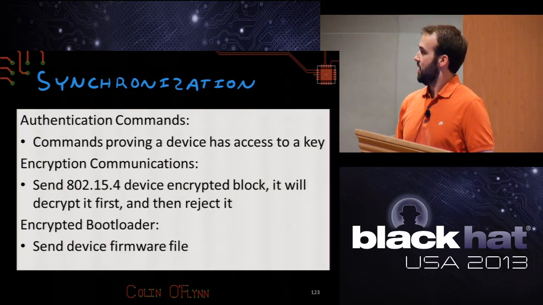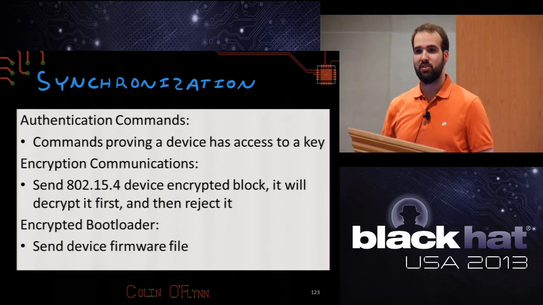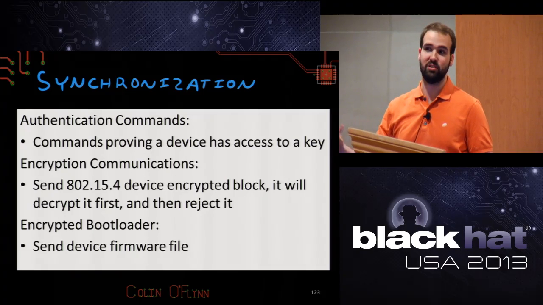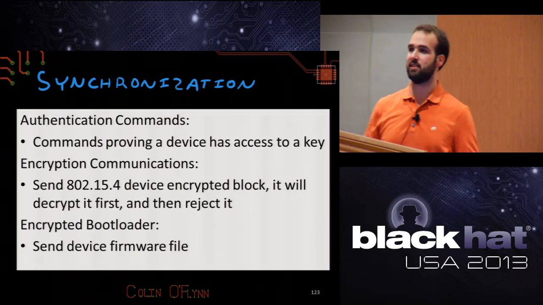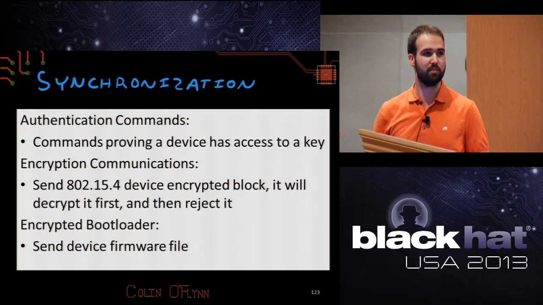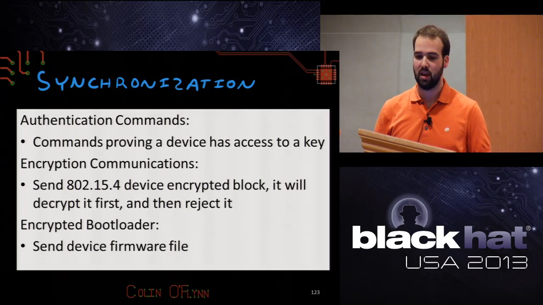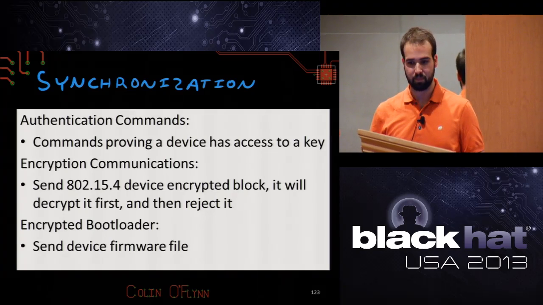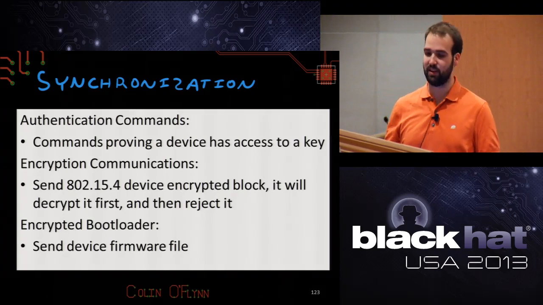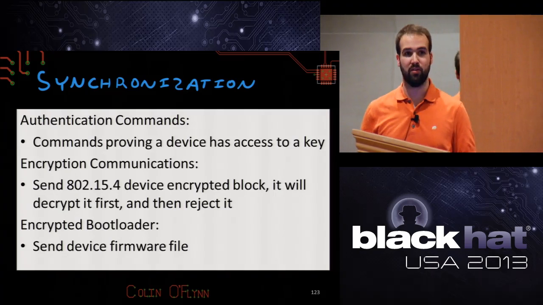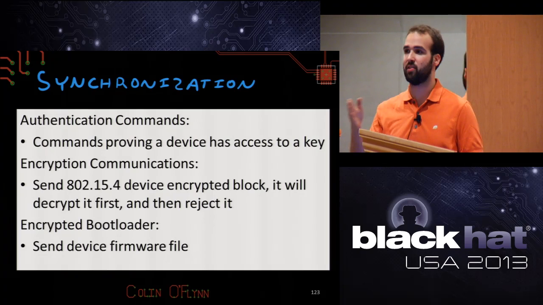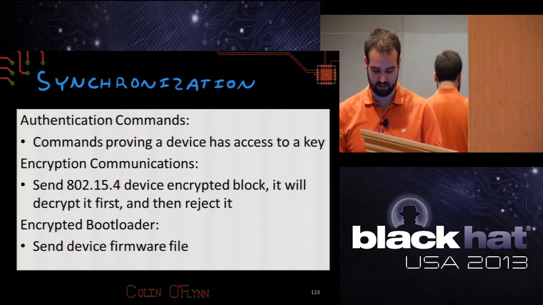You're done. You might have some sort of encrypted communication, a Zigbee type device, 802.15.4. If you send it an encrypted block, it's going to take it, decrypt it, and then reject it. But you're forcing it to now do the decryption with some sort of input you control, so you're done. You might have an encrypted bootloader that you wish to figure out the key to, for example. Again, you can use the same sort of idea. You send it an encrypted device firmware file, you know what that file looks like. It's going to try to decrypt it. So while I'm monitoring it, I know exactly what it's going to be attempting to decrypt.